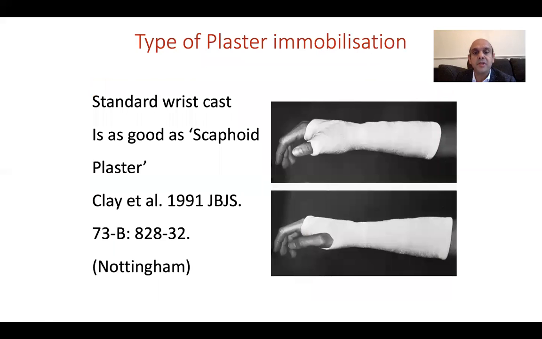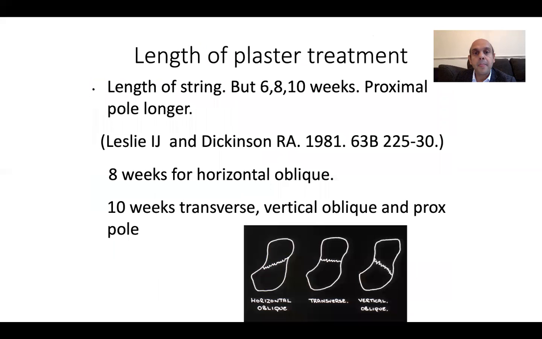Plaster immobilization, your Colles cast is as good as your scaphoid cast. You don't need to include the thumb. Remember that. Plaster length, well, how long is a piece of string? But roughly for a waist, it should be 6 weeks. For a proximal pole or those oblique fractures, it should be a bit more, 10 weeks or thereabouts.